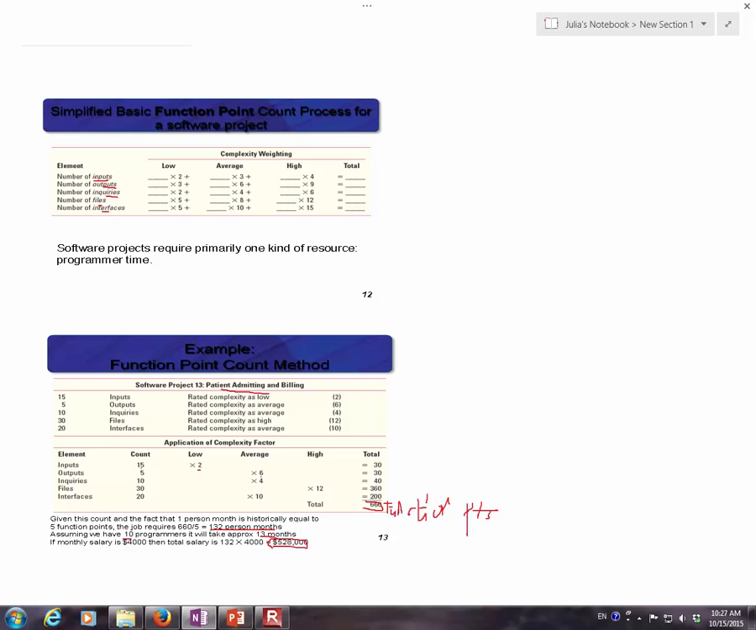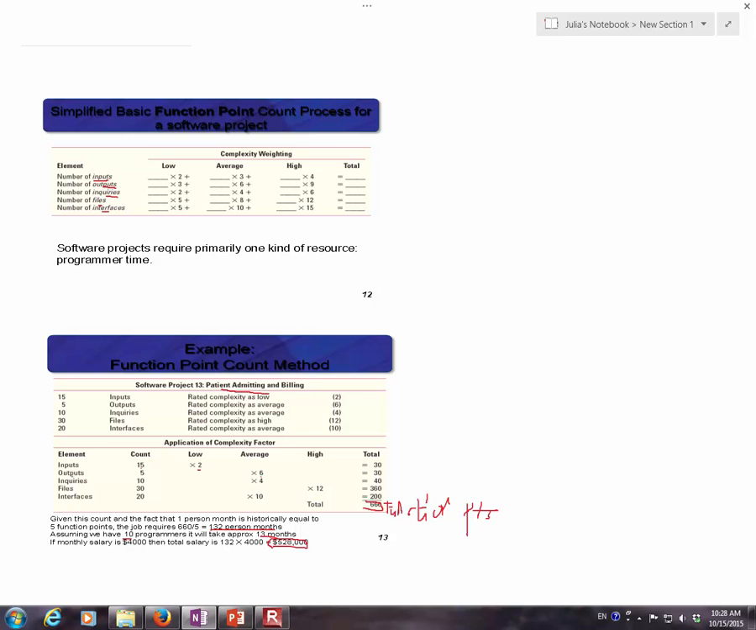All right. Look at the example on slide number 13 of Chapter 5, and you can find the same example in your textbook in Chapter 5. This example is about a software development project. The project name is Patient Admitting and Billing. This example tells us the number of each parameter and the complexity level rating. Based upon the complexity level rating, you can get the complexity weight.